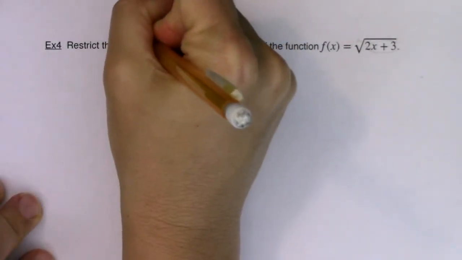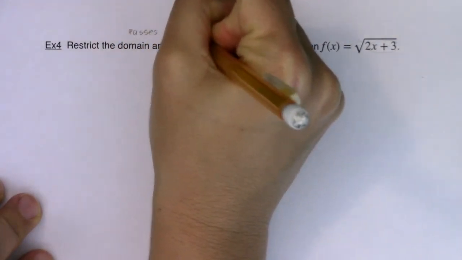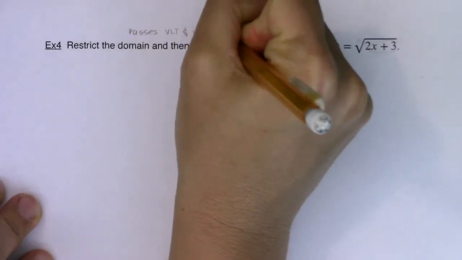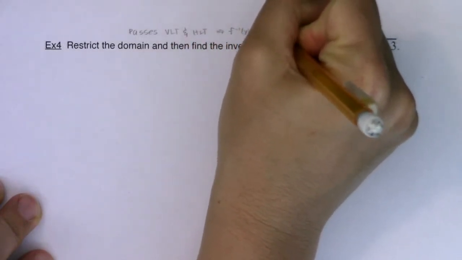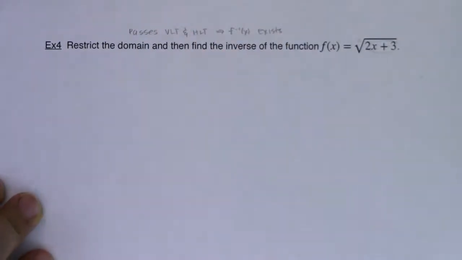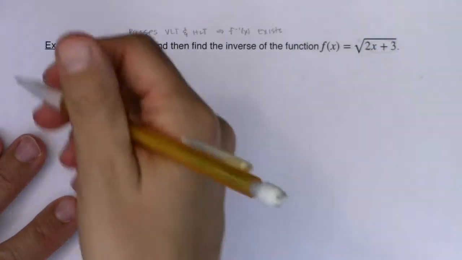That's the first thing I'm going to just mention, right? So this function passes the vertical line test and the horizontal line test, which tells me f inverse of x exists. And I'll find it in just a moment, but for now, let's just talk about what the domain and the range of our original function would be.